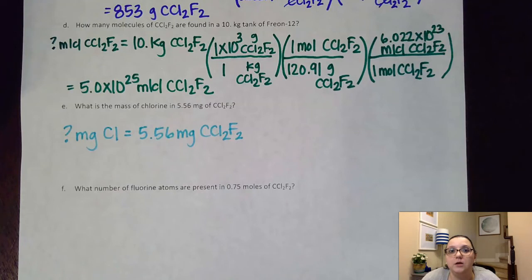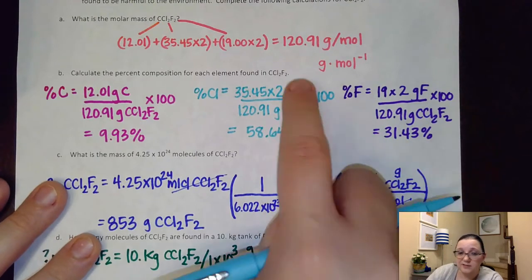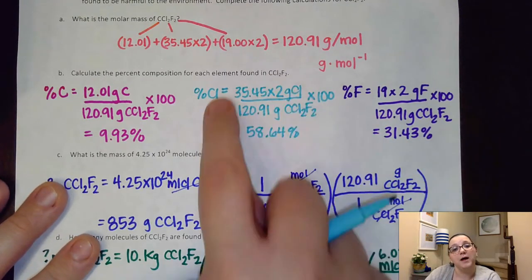You could do a percent composition. That would totally work. I'm personally going to do a mass ratio step. Anytime I'm trying to get from mass of a compound to the mass of an element inside, I know that mass ratio is a really good option. And if I remember correctly, up here, I set up what that mass ratio might look like.